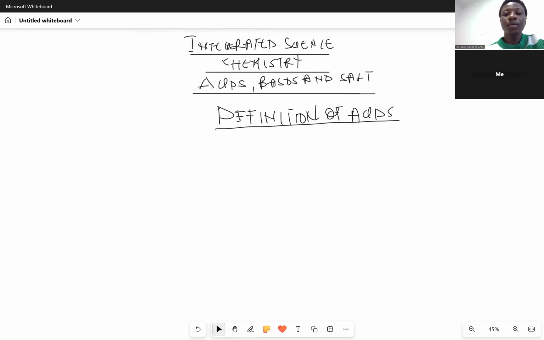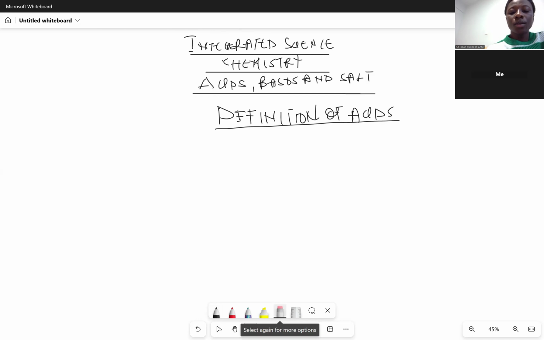For acids, three scientists proposed a definition. You can define acids according to each scientist's definition, and you will be right. What you have to do is to state that, according to this scientist, an acid is defined as this; according to that scientist, an acid is defined as that. Then you'll be marked right. So the first one we'll start with today is Arrhenius.